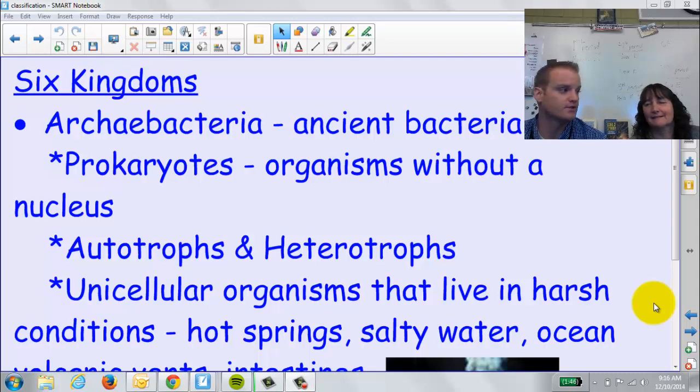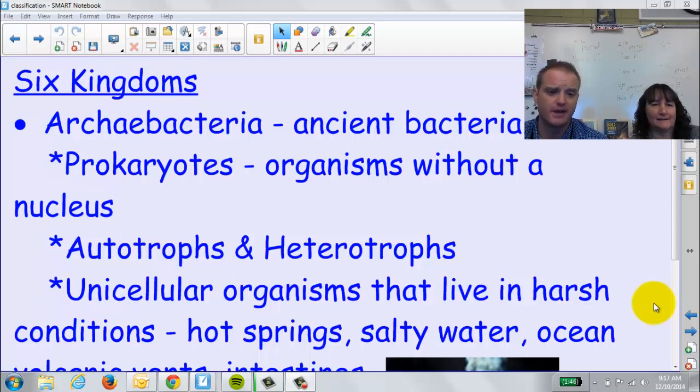I believe it's section 1-4 in our book. Yes, and it's on those six different kingdoms of living things. The biggest, broadest category of living things is the kingdom, and there are six major ones we have identified. Today is going to be a brief overview of those six different kingdoms.